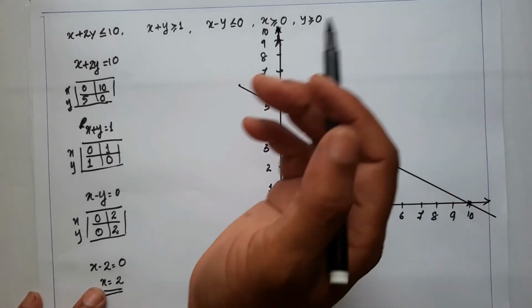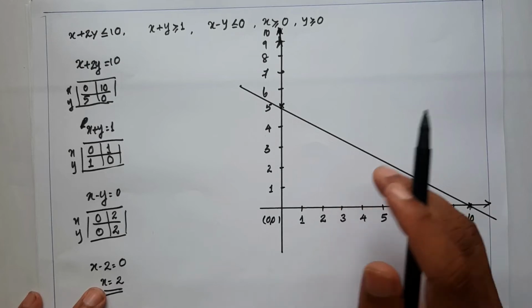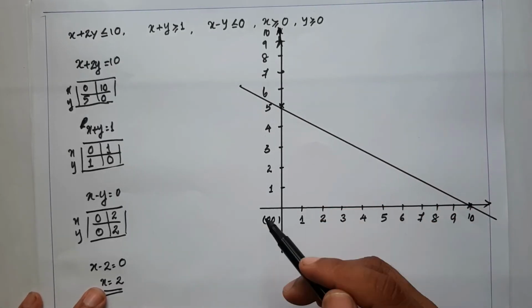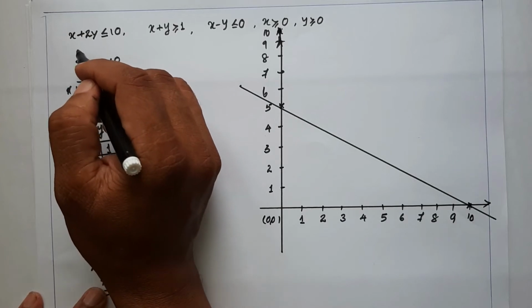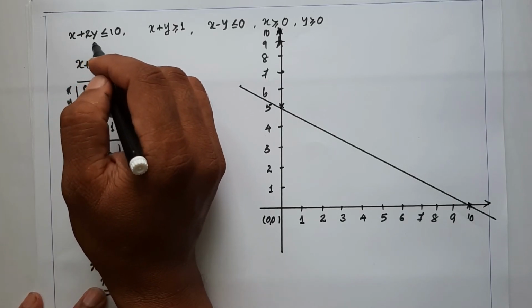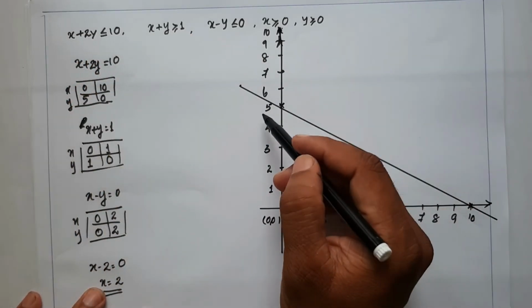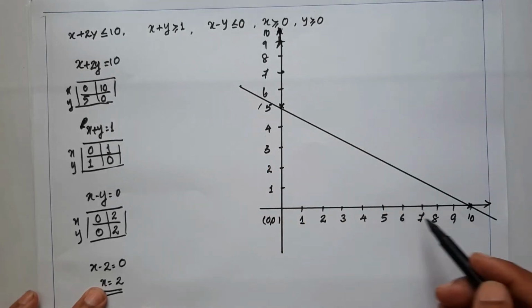Now check whether the solution part is the upper part or lower part. Here the origin is on the lower part and we substitute the origin into the given inequality. x is 0, y is 0. 0 is less than 10, already satisfied. So our shading portion is on the lower half.